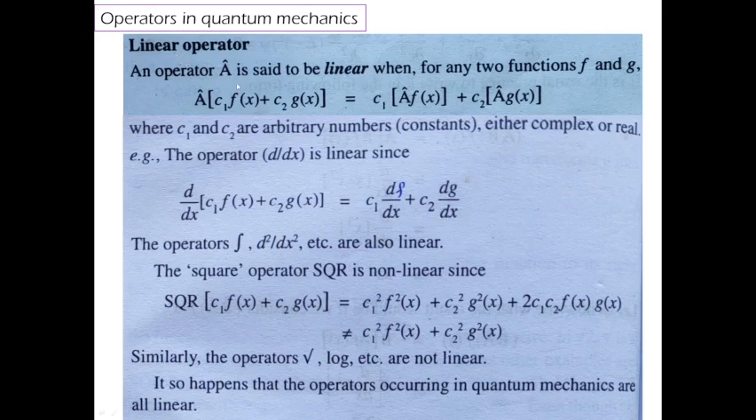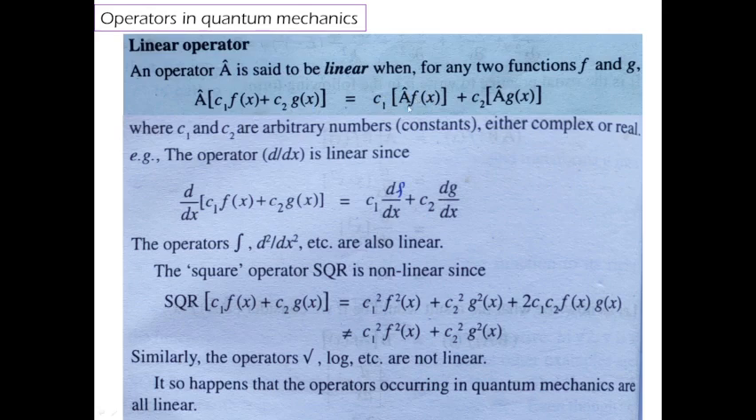Here an operator A is said to be linear when, for any two functions f and g, it acts in such a way that the operator A acting on the function f(x) and then g(x), here there are two constants, but we don't need to bother about the constants. So it is acting on f(x) and g(x), and we can write this as c1, the constants we can take outside, and the operator acting on the function. This is the essential condition.